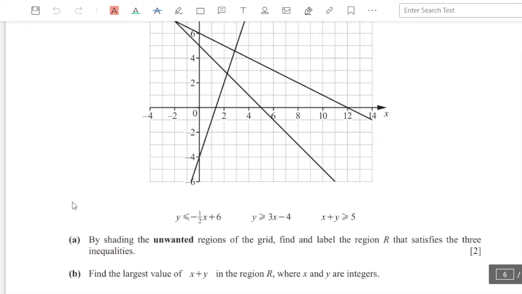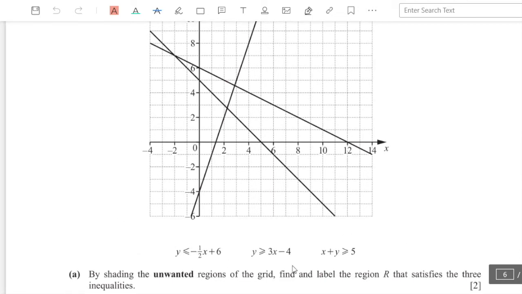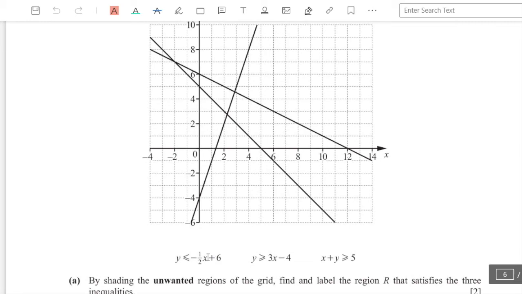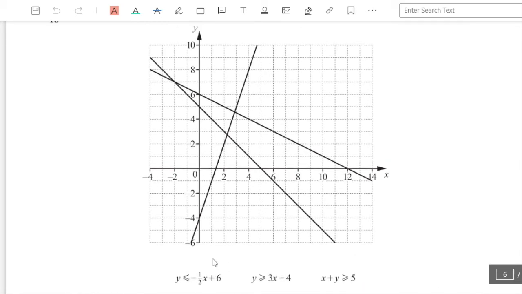16a. By shading the unwanted regions of the grid, find and label the region R that satisfies the three inequalities. So these are the three inequalities over here. First off, I'll start with this one, which is y less than negative 1/2 x plus 6. So plus 6 over here is the constant value, or the y-intercept value, which as you can see, this line crosses the y-axis on 6. So this tells us that this equation is for the line over here, and so I'll be shading it accordingly.